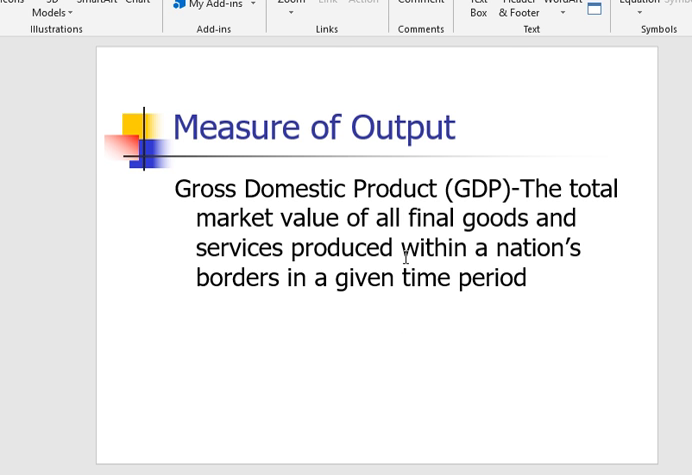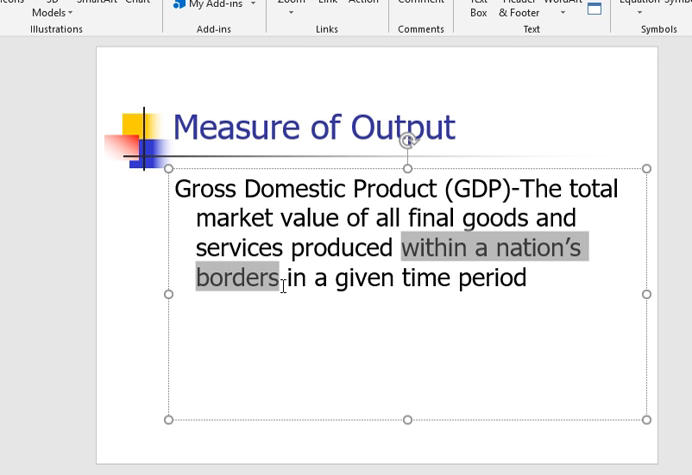Another thing that we have to pay attention to is this phrase here: within a nation's borders. Within an economy's borders. In this course, obviously, we are focused mostly on the economy of nations, so a lot of times we use the word economy and country interchangeably. Take, for example, if we want to count the GDP of the United States, we only look at goods and services that are produced within the border of the United States.